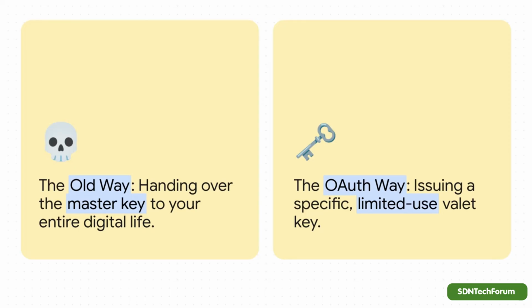Let's stick with that key analogy. The old scary way was like giving a valet the master key to your house. Sure, they can park your car, but they can also unlock your front door, raid your fridge, and use your Wi-Fi. The OAuth way is totally different. It's like giving the valet a special key that only starts the car and unlocks the driver's side door. That's it. It can't be used for anything else.